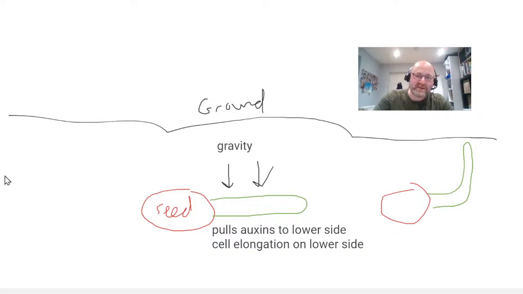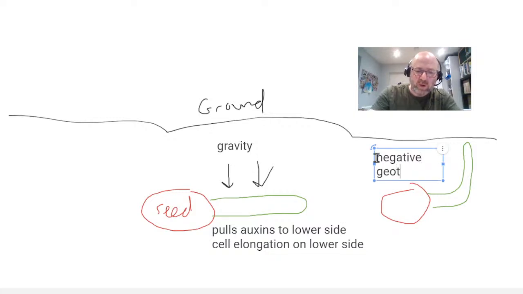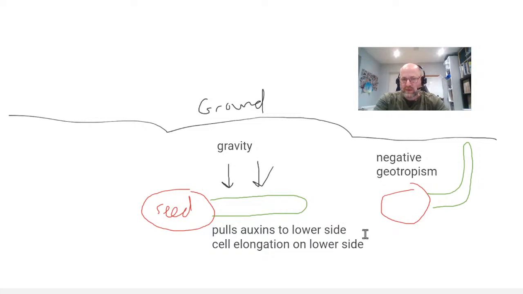This is known as negative, you can call it gravitropism if you prefer, or geotropism. So that is negative geotropism, and it's because we're dealing with the shoot. Gravity pulls auxins to the lower side of the shoot.